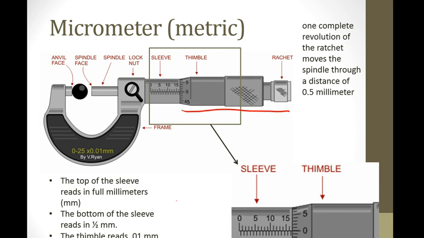If you ever really need something to be super accurate, the micrometer is the tool to use. Now, you will not be using a micrometer very much in class because we rarely need this level of accuracy. But if you do, this is the tool that you will be using.